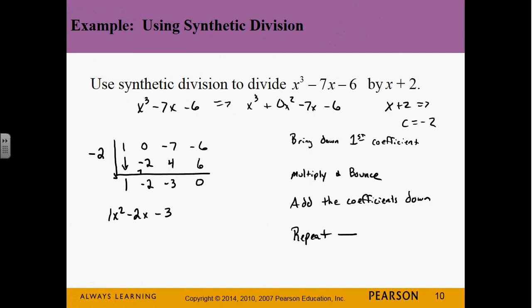All right, so does everybody see what I'm doing there? Start with the coefficients. Find your C. Bring down the first term. Multiply and bounce, add. Multiply and bounce, add. Multiply and bounce, add. Just keep doing it until all you've got left is a remainder.